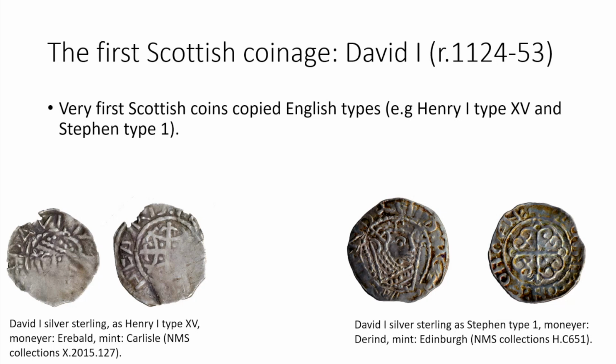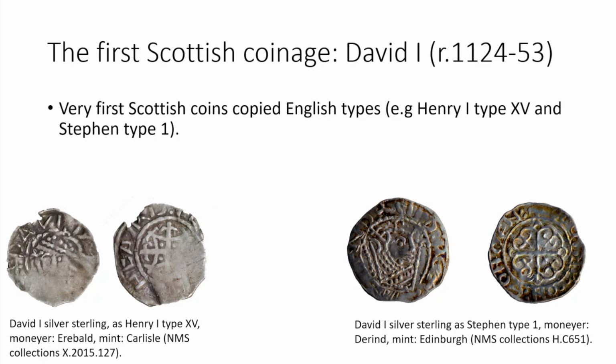This slide is detailing the very first types of David the First. David's very first coins copied the English types, for example Henry the First type 15 and Stephen type 1, of which these two examples on the slides show. The first one is imitating Henry the First type 15 in the name of King David. We can see on the obverse image it has the remnants of David, which will say in full David Rex. And of course, we can see from the reverse that this was minted in Carlisle.